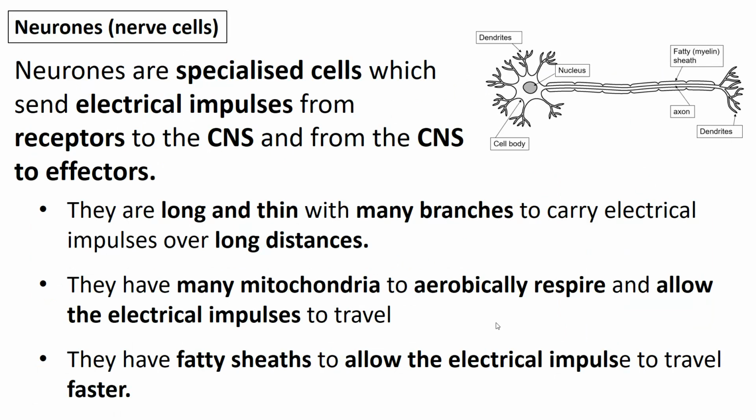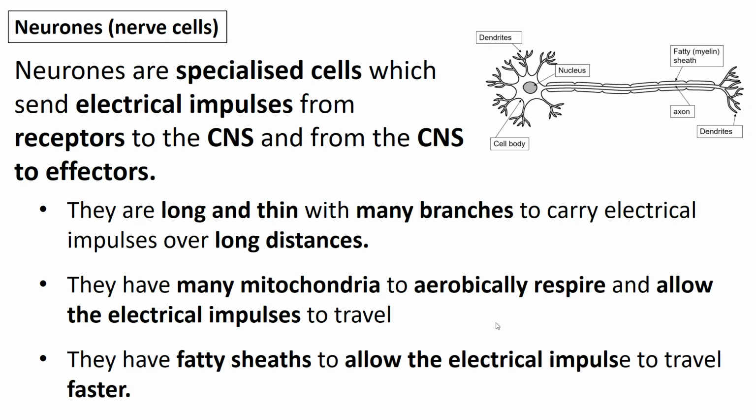And neurons or nerve cells are very specialized cells, and they send electrical impulses from those receptors to the central nervous system, or CNS. And then they're also involved in sending the electrical impulse from the central nervous system to the effectors. And to do this, they're very long and thin, and they have many branches. And that means that they can carry electrical impulses over very long distances. They can grow up to 1 meter long. They also have many mitochondria because they need to aerobically respire in order to release energy and allow the electrical impulses to travel along them.